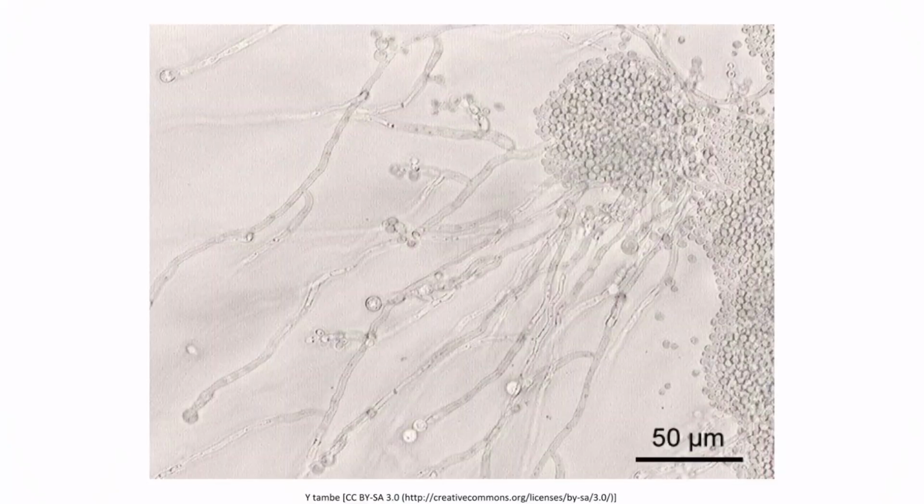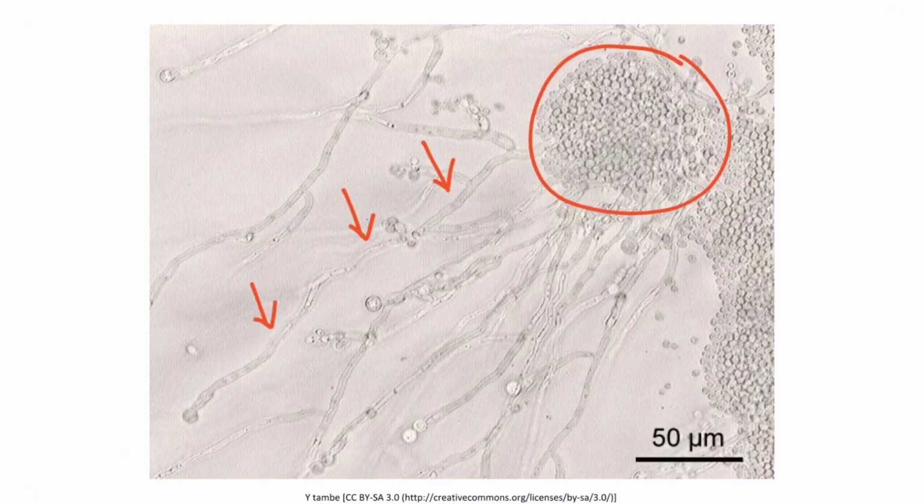This is an image of pseudohyphae and budding yeast. You can see the pseudohyphae right here and the circular budding yeast cells over here. You may also hear the budding yeast cells of Candida referred to as blastoconidia, and this is a high-yield word to be familiar with. So you may see pseudohyphae and blastoconidia.